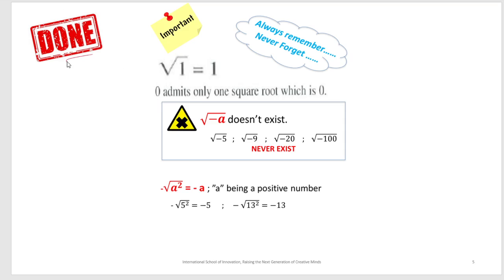Also, radical 1 equals 1, we should not forget this. And radical of a negative number does not exist: radical minus 5, radical minus 9, radical minus 20, radical negative 100, all of them do not exist. But we can write the negative sign outside the radical: negative radical 5 squared equals negative 5, negative radical 11 squared equals negative 11, and so on. When the negative is outside, there is no problem. When the negative is inside, there is a problem.